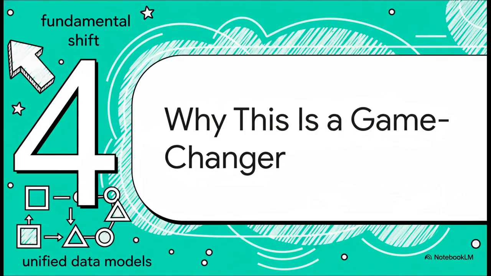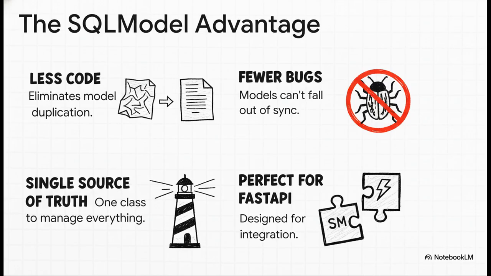So the crucial question is, why does all of this matter so much? This isn't just some minor improvement, you know? It's a fundamental shift in how you work with data in your Python applications. It really is a true game changer. Let's just summarize these advantages, because they're huge. You're writing significantly less code because you've completely eliminated that model duplication. This directly leads to way fewer bugs because it's literally impossible for your database and API models to fall out of sync. You have one single class that acts as the single source of truth, making your code so much easier to read and maintain. And of course, like we said, it just integrates perfectly with FastAPI.